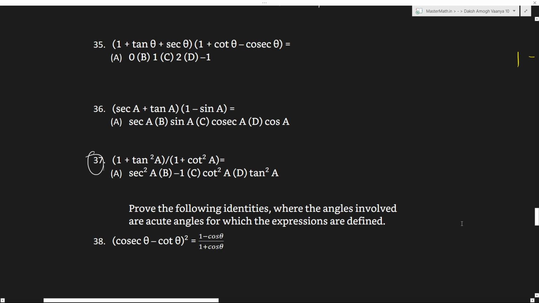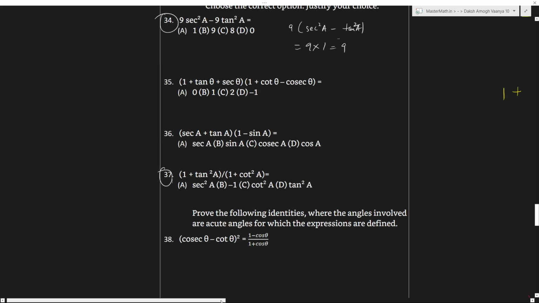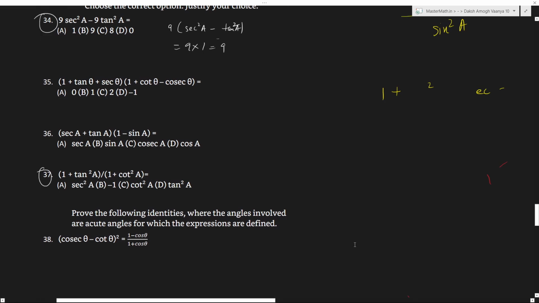Which identity do we have to use? Anyone? Okay, you try. Take your time. Anyone else?